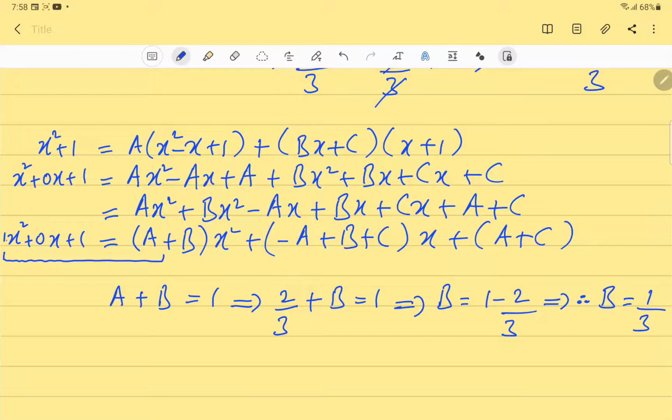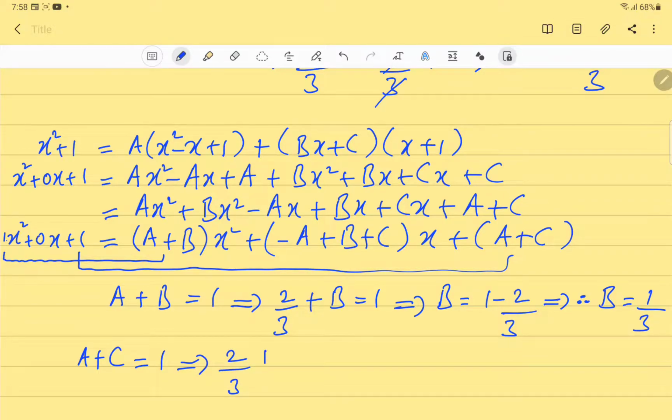Now we will compare the coefficients of the terms on both sides which are without x. These are this one, this one. So a plus c is equal to 1. We know the value of a, which is 2 over 3, plus c is equal to 1. So c is equal to 1 minus 2 over 3, which means the value of c is equal to 1 over 3.